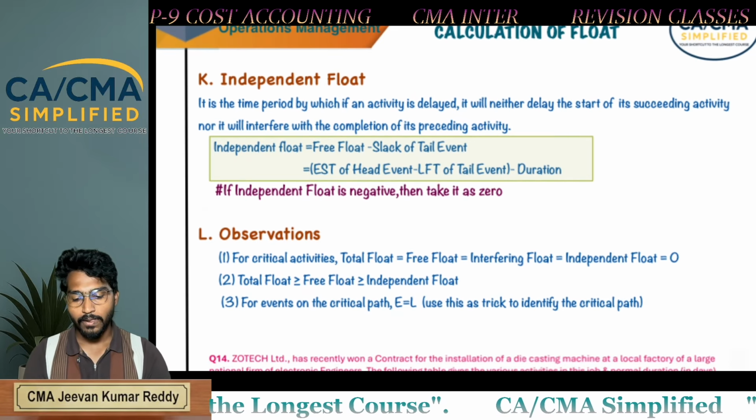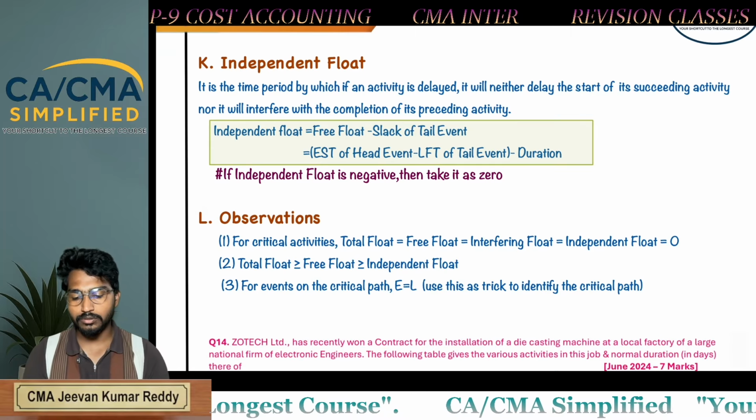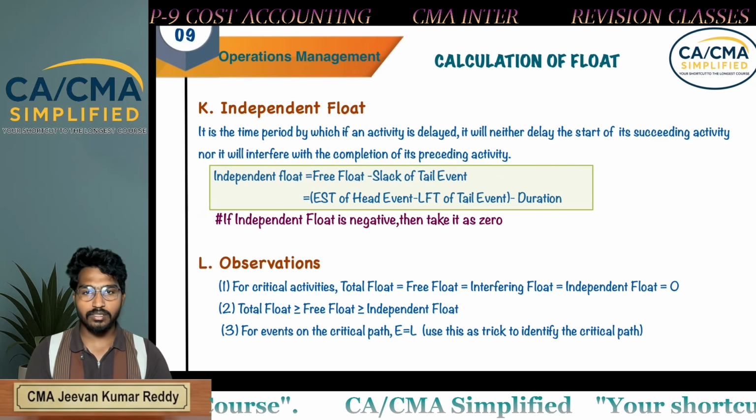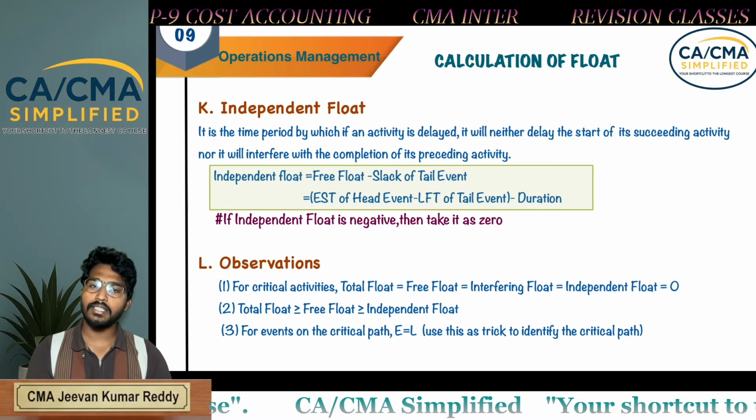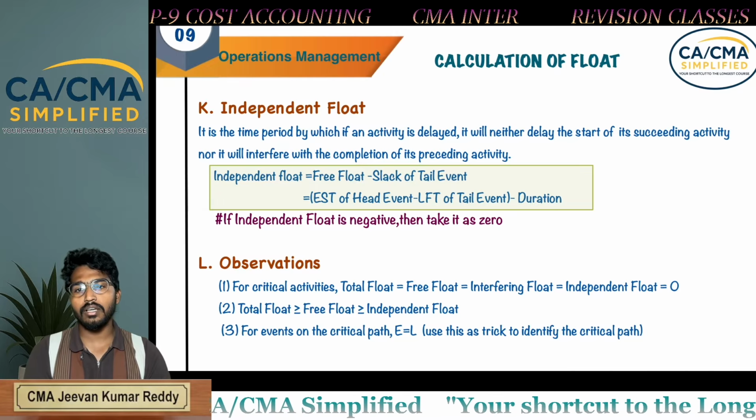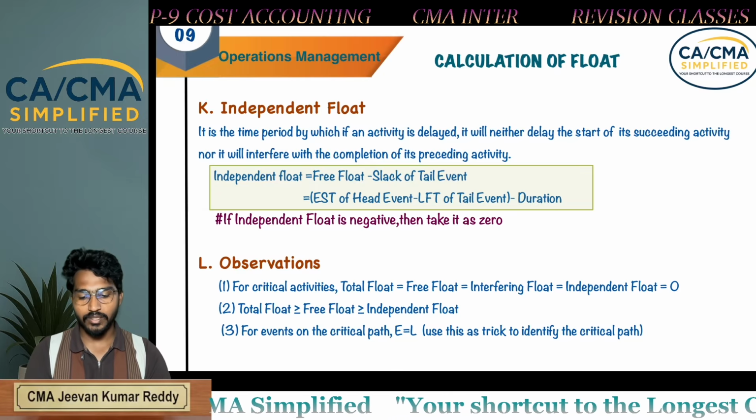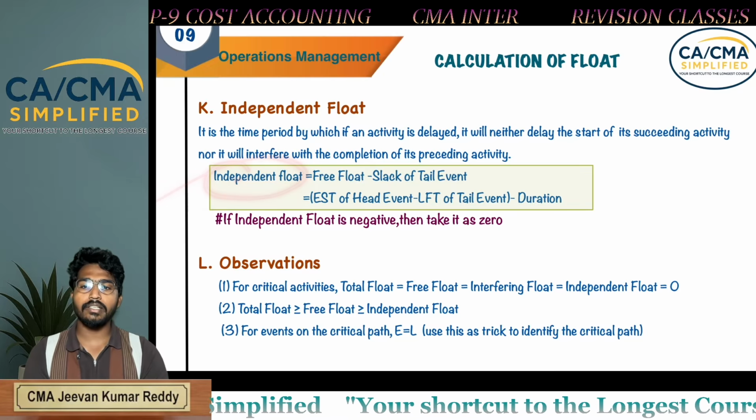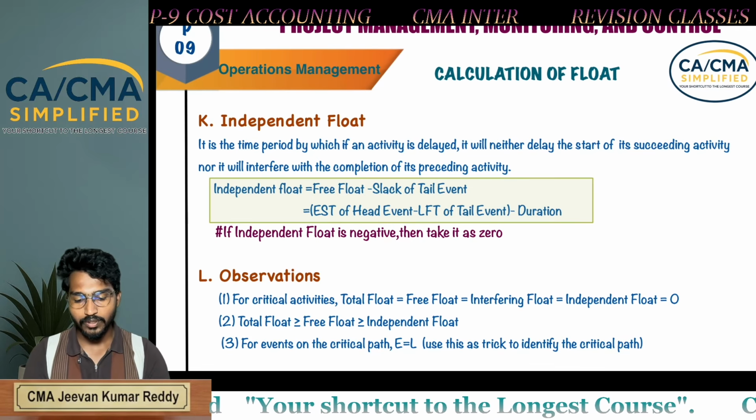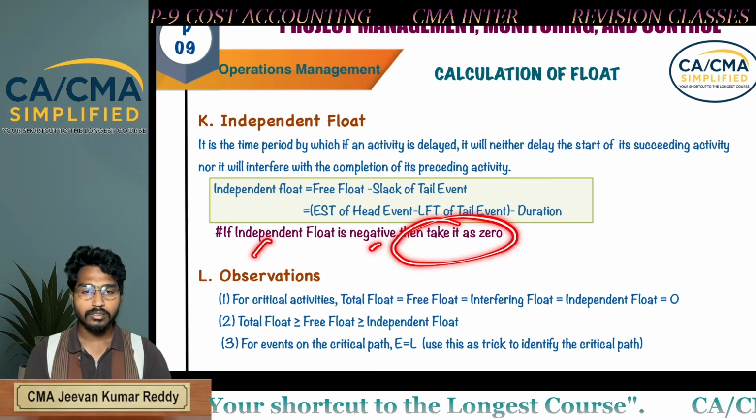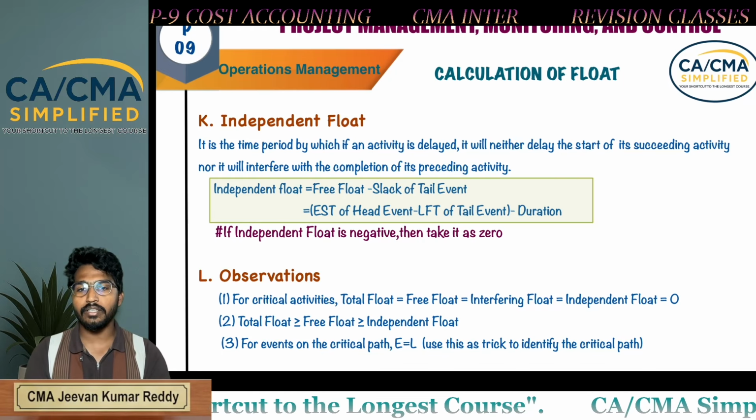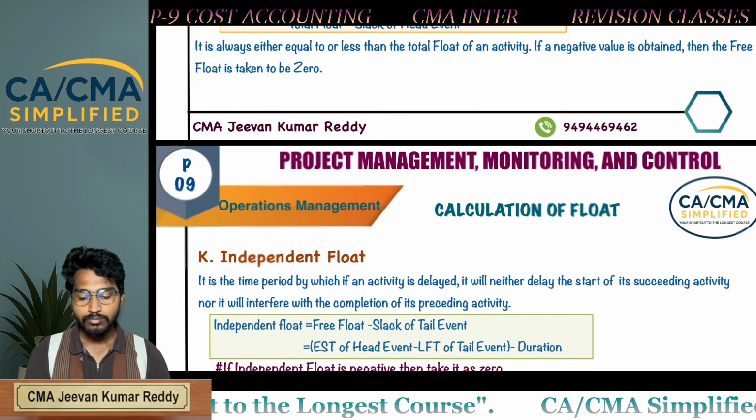Now, independent float. It is the time period by which if an activity is delayed, it will either delay the start time of its succeeding activity or it will interfere with the completion of the preceding activity. So, how to calculate independent float? Free float minus slack of tail event. If independent float is negative, then take it as 0. If in any float calculation you get a negative value, take it as 0.